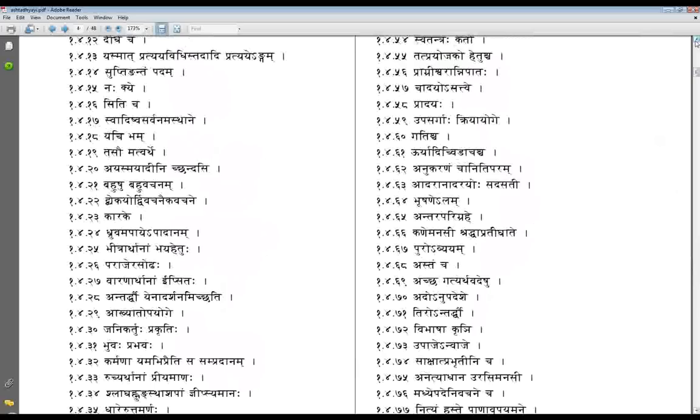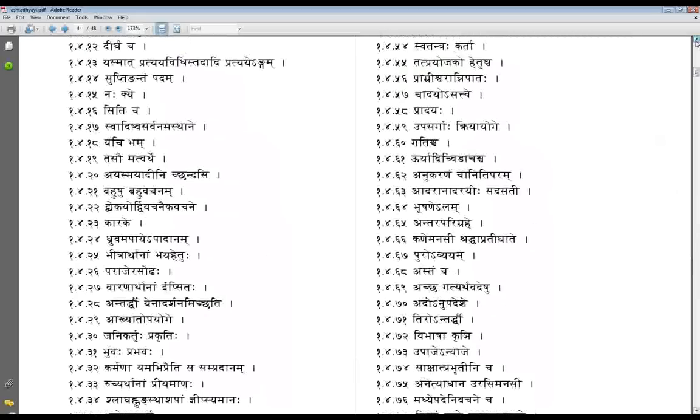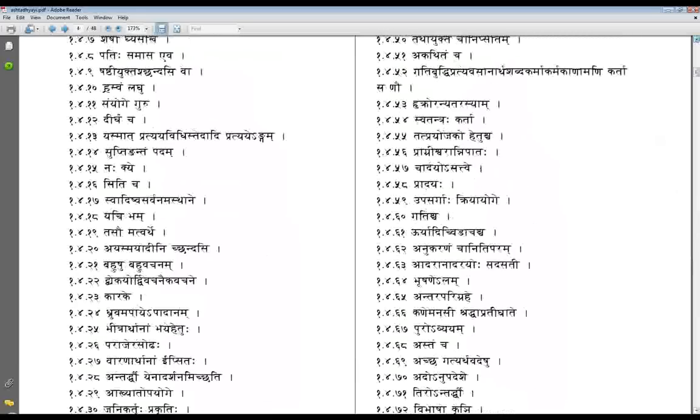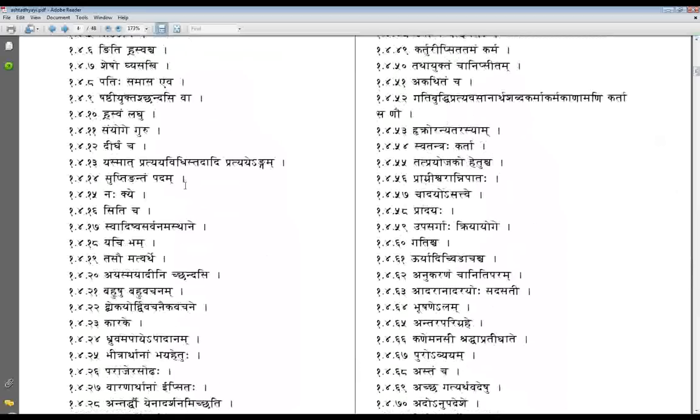So here you can see in this 1.4.14, Panini says Suptinantam padam. Now this sutra tells you that anything which ends with a sup affix or a ting affix is called a pada. The one thing I should warn you is that this is not the only sutra which gives padasanjna. Padasanjna can come from other places also. But for us right now, this is good enough. This is the main sutram.